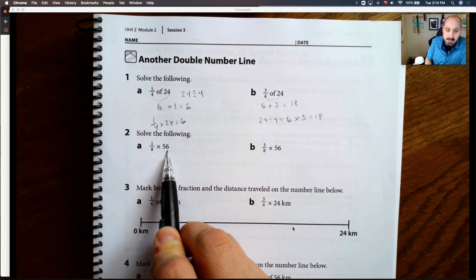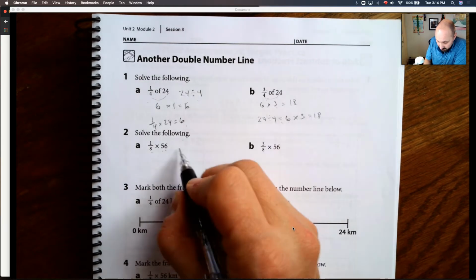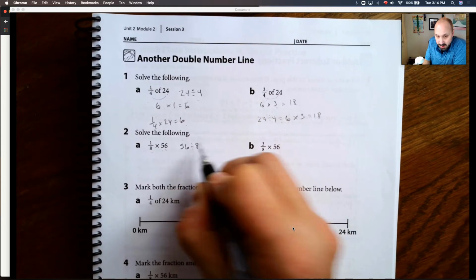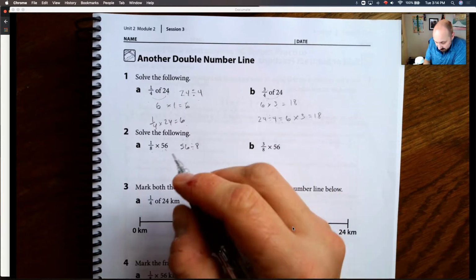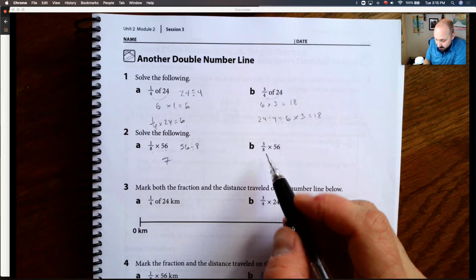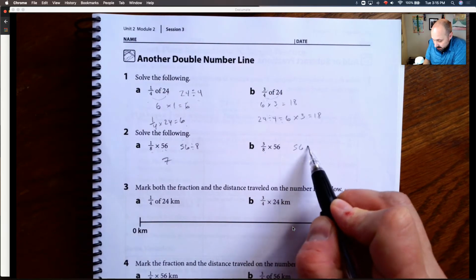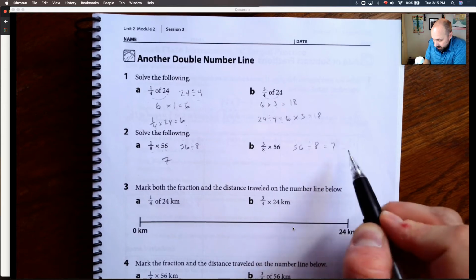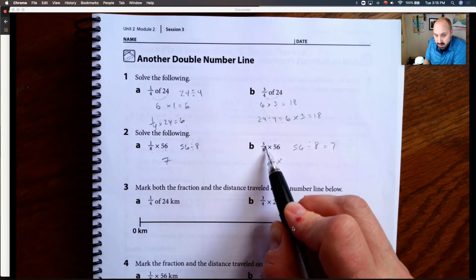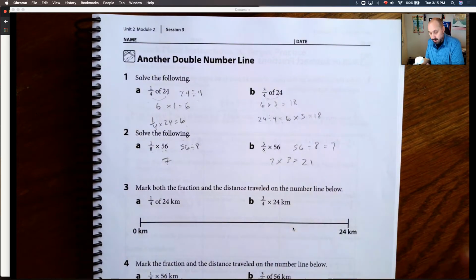1/8 of 56, or 1/8 times 56, is the same thing, isn't it? 1/8 times 56. Well, what's 56 divided by 8? 56 divided by 8 is 7. So 1/8 of 56 is 7. So 3/8 of 56 would just be 56 divided by 8 is 7, and then it's 7 times the numerator, which is 3. So 7 times 3 is 21.